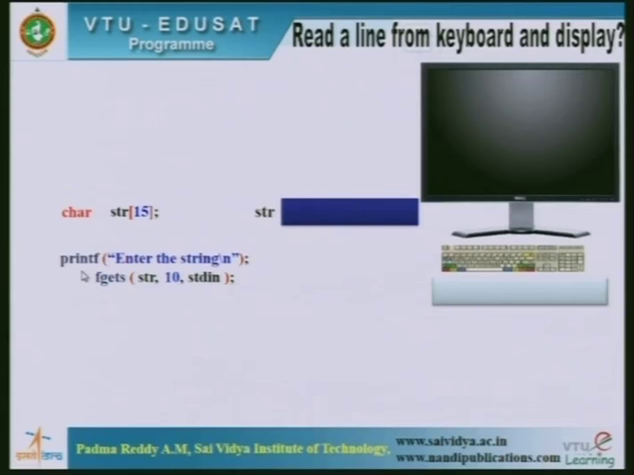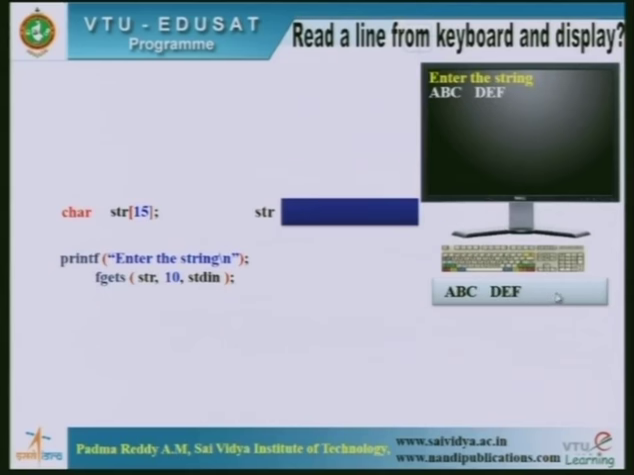Suppose I use the statement printf "enter the string". Can you tell me what will happen? This message will be displayed on the screen: enter the string. This is during execution. When this statement is executed, we are supposed to enter the data from the keyboard. Suppose we enter ABC. Whatever we enter will be displayed on the screen also. Then we may type space DEF, and that also will be displayed on the screen.